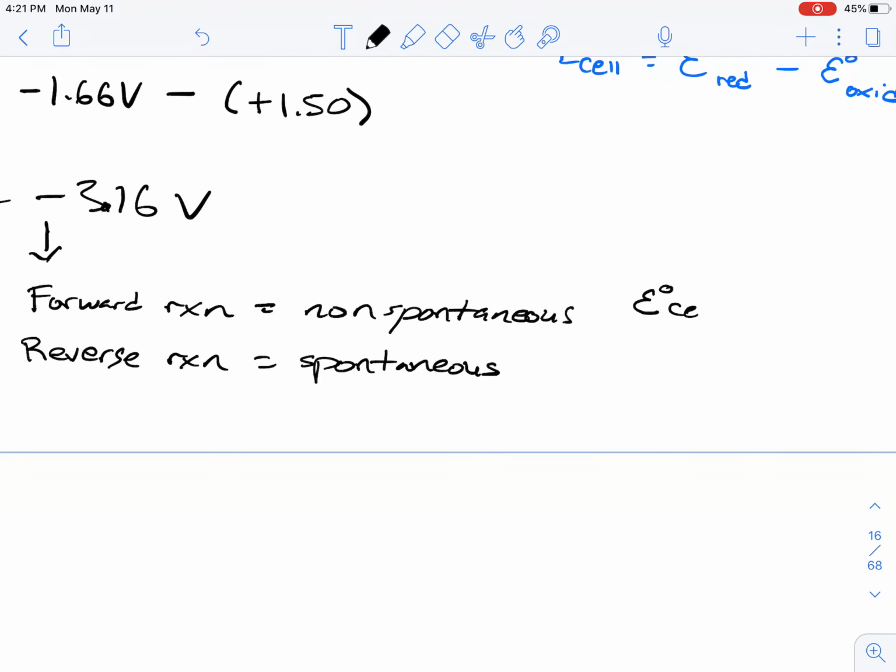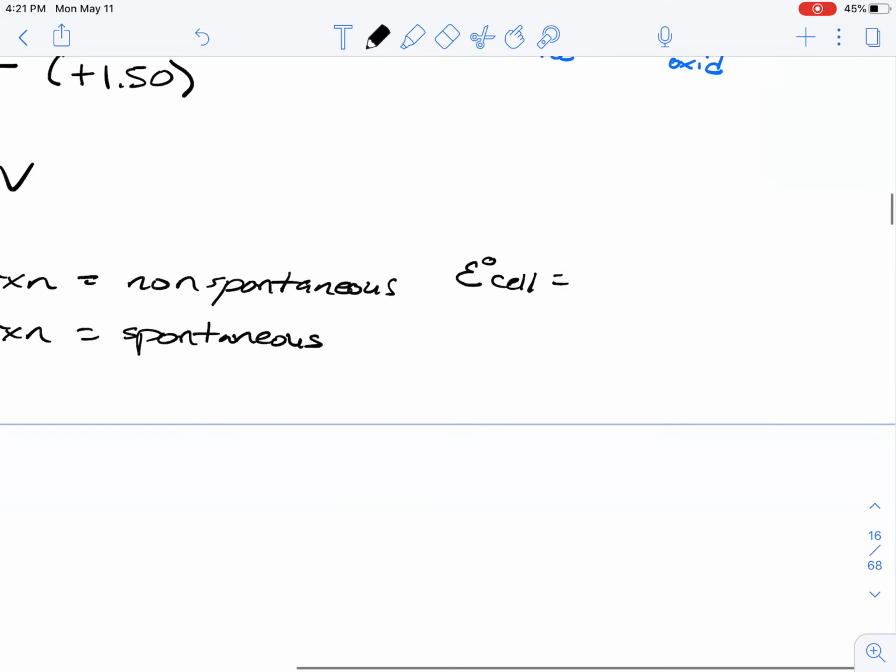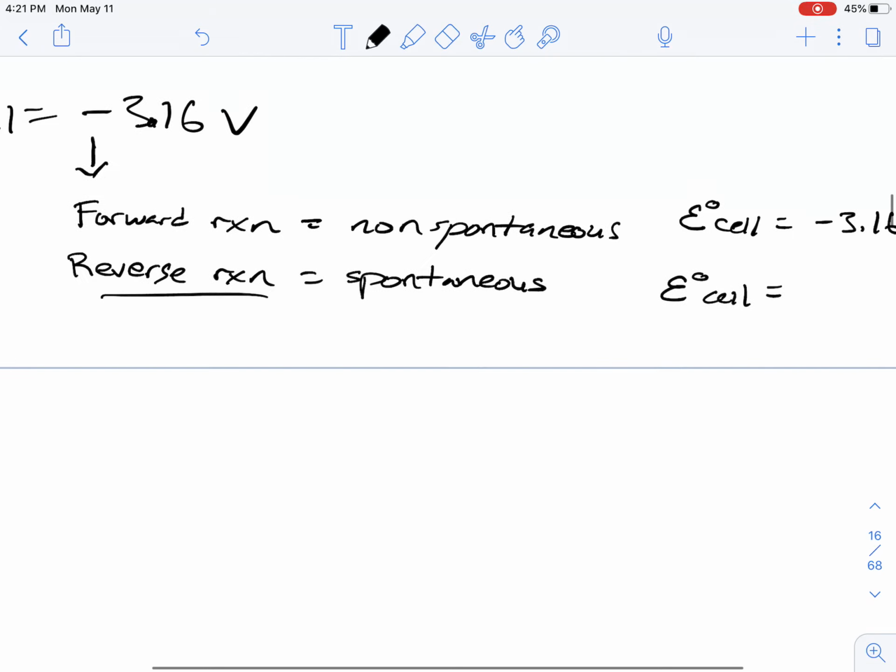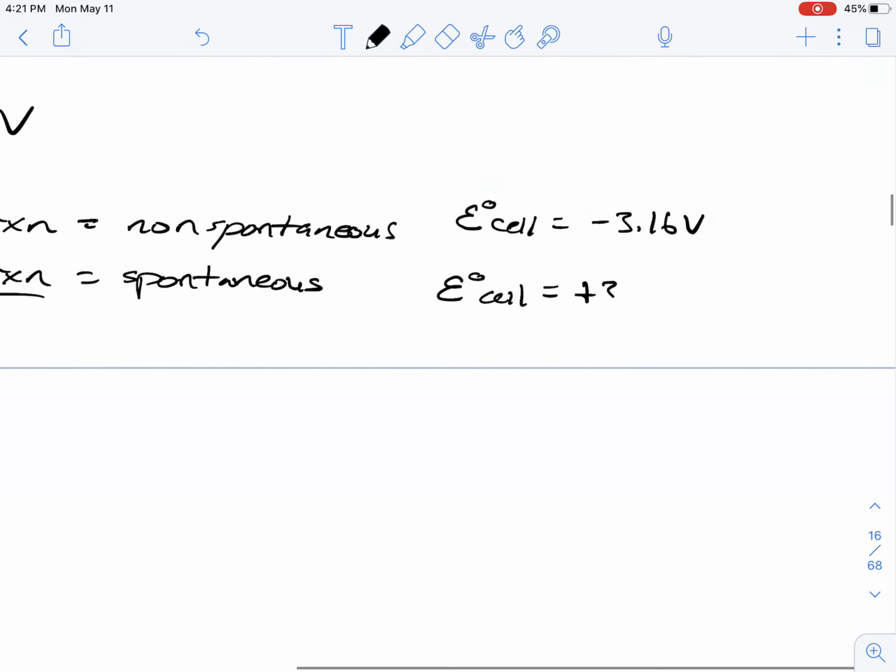Here the standard cell potential for the non-spontaneous forward reaction is going to be negative 3.16 volts, while the standard cell potential for the reverse reaction is going to be positive 3.16 volts.